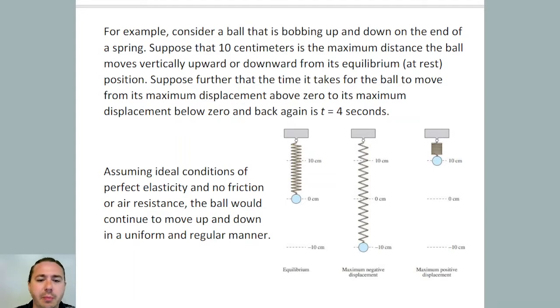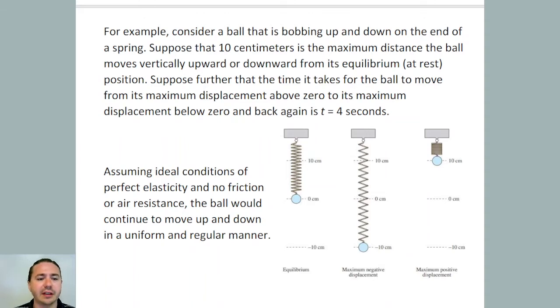It says consider a ball that is bobbing up and down on the end of a spring. So let's say we have a ball on the end of a spring hanging from the ceiling, and say we push that ball all the way up, or alternatively pull it all the way down, and we let go and let the ball bounce up and down. And so what we want to do is model that behavior, or rather its displacement from equilibrium, based on the amount of time that has gone by.